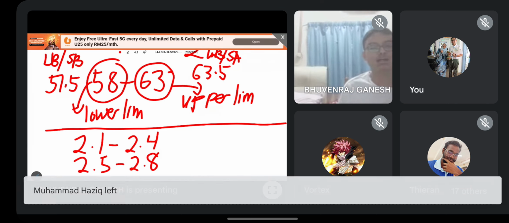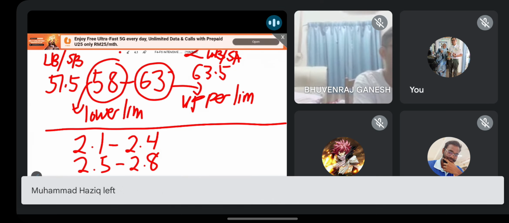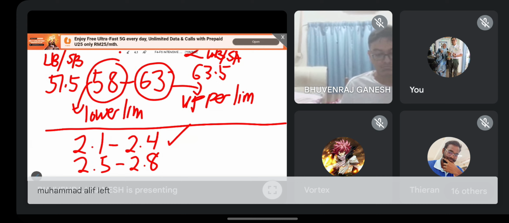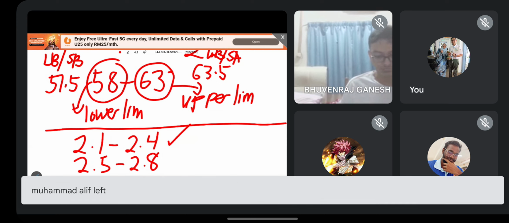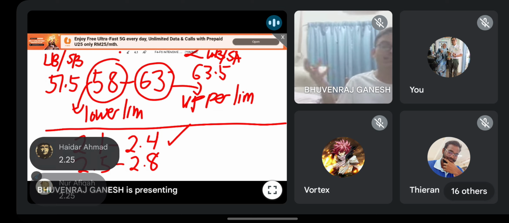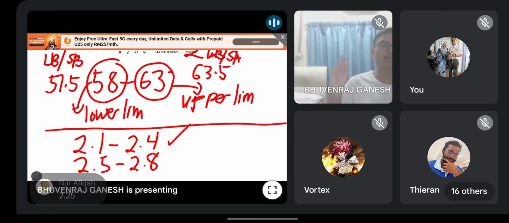2.5 to 2.8. Okay, guys. Can anyone tell me for this one, midpoint? Apa nilai midpoint, titik tengah? What do you get, midpoint? Very good, 2.25. Macam mana cari titik tengah, guys? Had bawah tambah had atas bahagi 2. Lower limit plus upper limit divide 2. You get 2.25. Okay, how about the bottom one, guys?